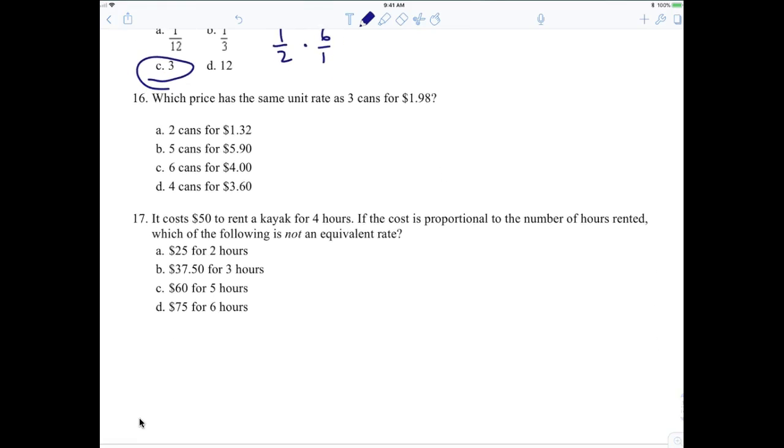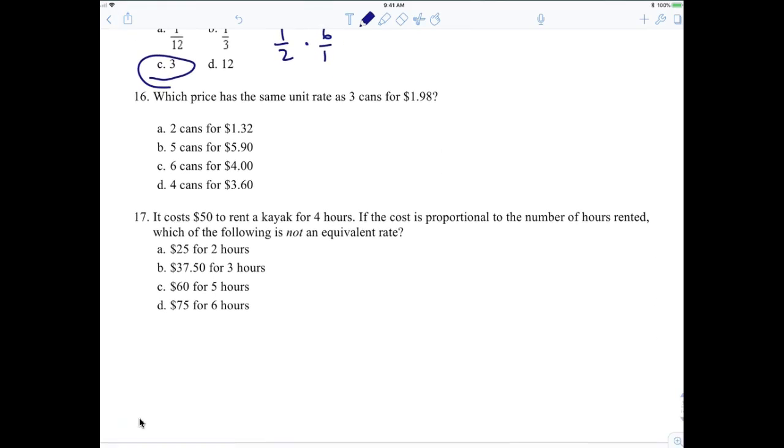All right. Now it says, which price has the same unit price as 3 cans for $1.98? So if I have 3 cans for $1.98, that means each can would be what? We'd have to divide by 3. So 1 can is equal to 66 cents. All right? So how much would 2 cans be? $1.32. And it says, which has the same unit price, so it would have to be A.